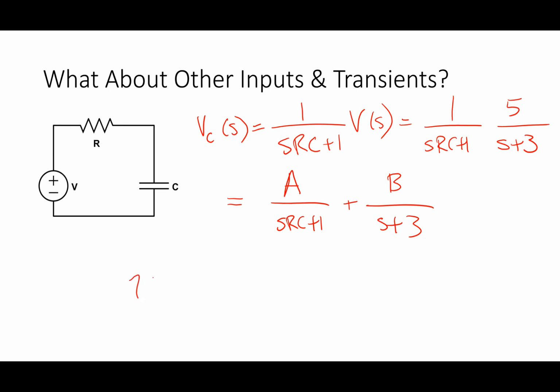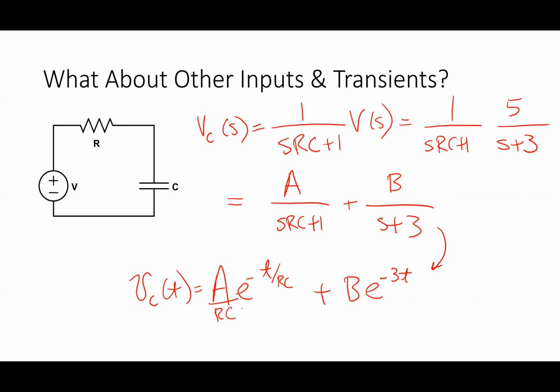Well, once I get back into the time domain, without doing the math on it, and the math's not hard to do, you would basically find it's A e to the negative t over RC plus B times e to the negative 3t, if I inverse Laplace transform that. So that is something you guys have sort of seen before. I should be careful. It would be A over RC, I guess, but it's just a constant times e to the negative t over RC.